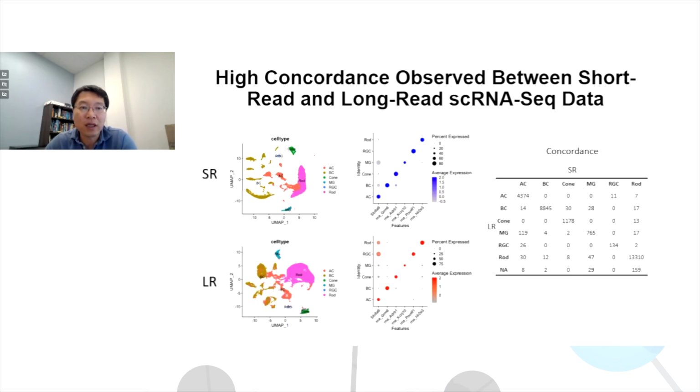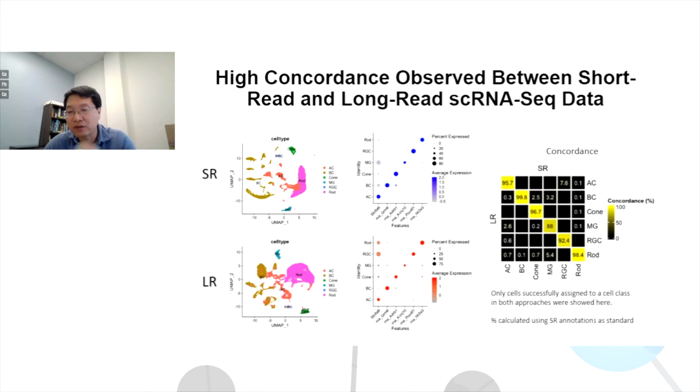So this is the high concordance we observed. This is short reads and long reads, and you can see the percentage expression of the key markers is very similar. And this is the concordance of cell assignment, which is also very similar. If you look at this confusion matrix, most of them are 98, 99% identical, except the RGC cells have slightly lower results, because they are a much rarer cell type in our data, so there is more fluctuation.